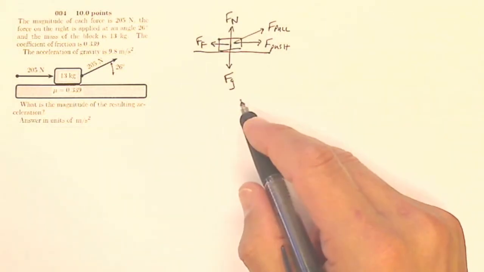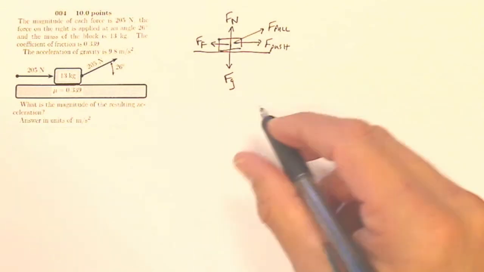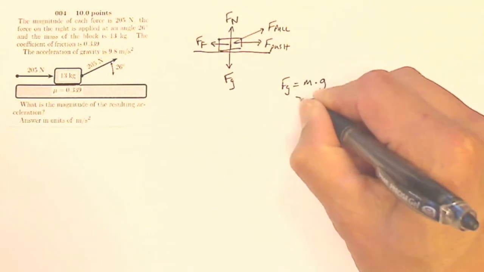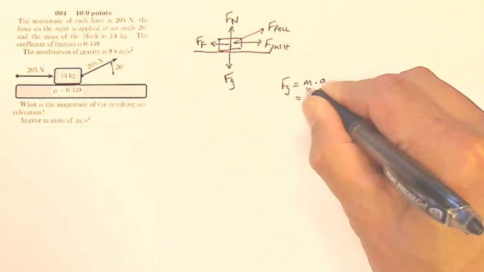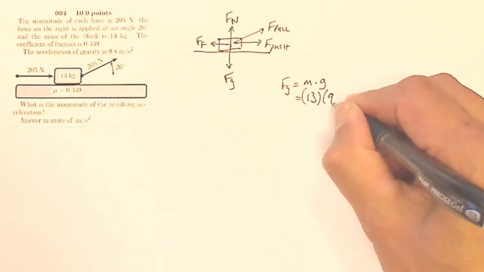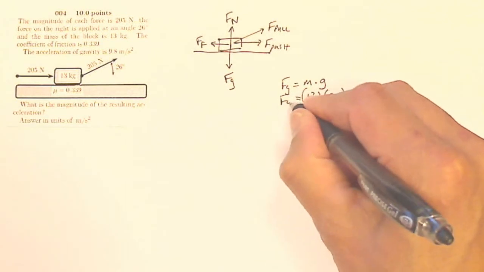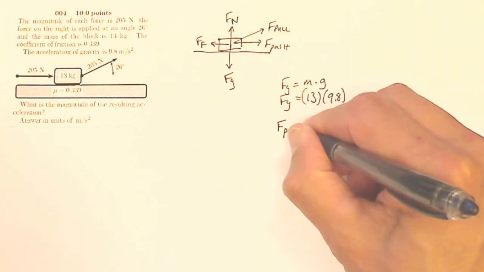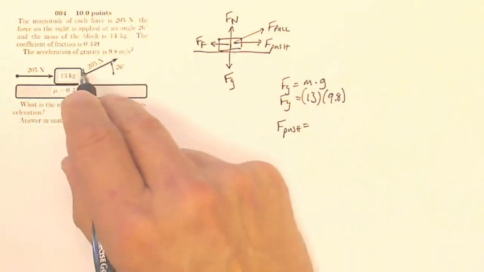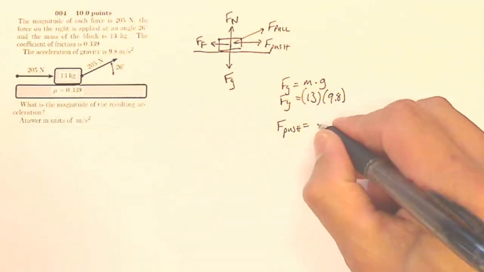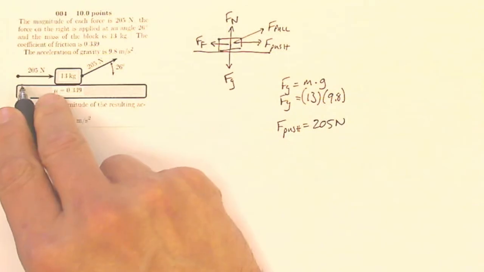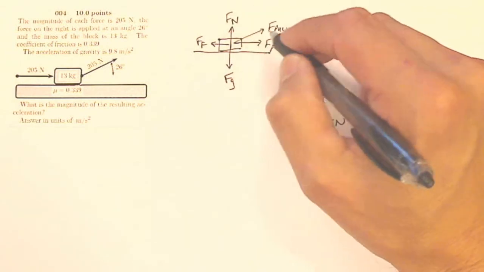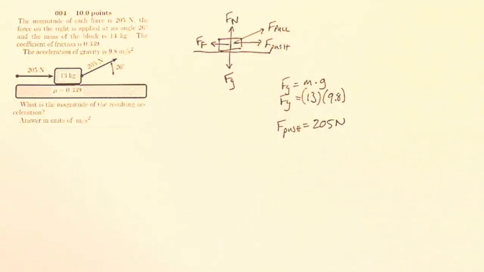Which of these do I know the magnitudes of? Well, I know my force of gravity, because my force of gravity is going to be the mass times the acceleration of gravity, 13 kilograms times my 9.8 meters per second squared. So I know my force of gravity. My push force I know is going to be 205 newtons. That's this one here. My normal force, I don't know, because it's not going to equal gravity, because I've got this pull force that's got to be split into an x and a y.